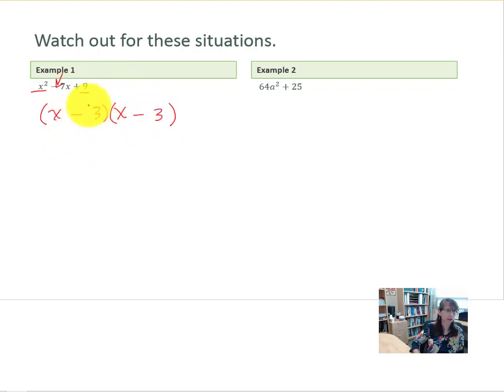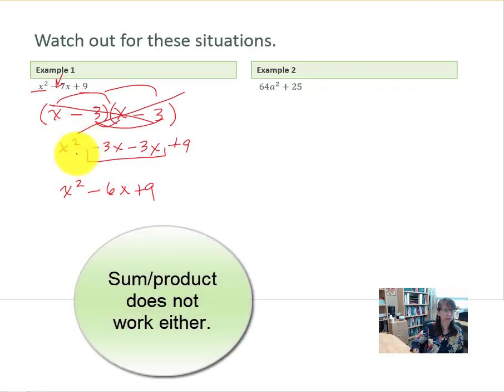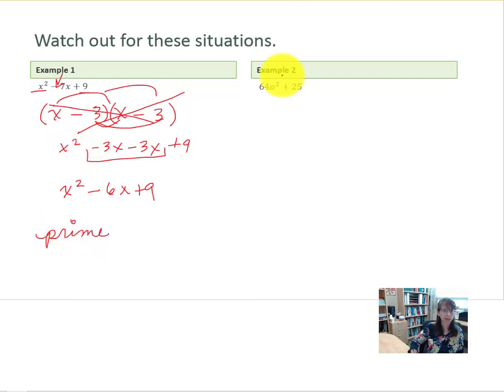Look what happens when we check our answer. Distributing x, that looks great, x squared, minus 3x. Distributing -3, we have another minus 3x, and then we'll have plus 9. But look what happens in the middle. It's doubling, and that is not making -7x to match the original. This makes x squared minus 6x plus 9. So we cannot factor this one as a perfect square trinomial. It's not going to be factorable. This one is prime. And our last example, we have only 2 terms.